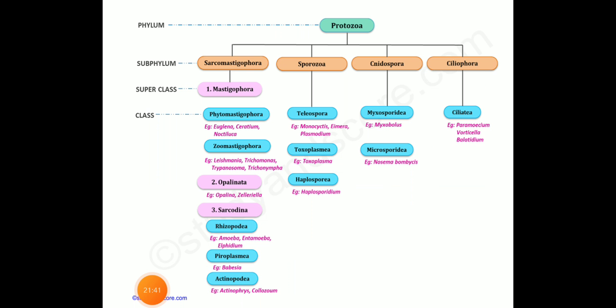So now when you see this chart, it will be simple. As you can see, you have studied the Sarcomastigophora, Sporozoa, Cnidospora and Ciliophora. Under that, you have to concentrate on the classes also.